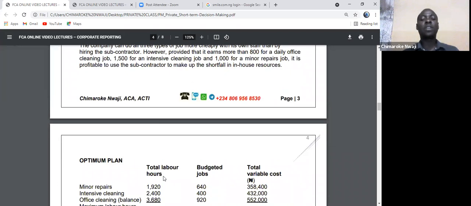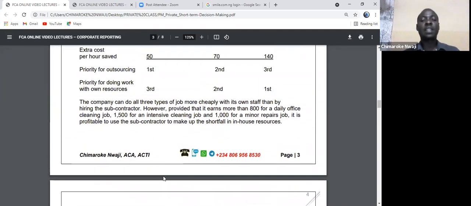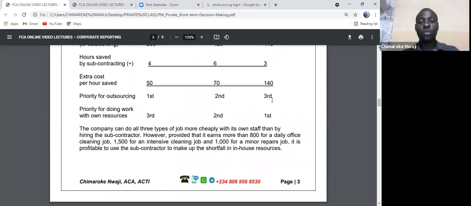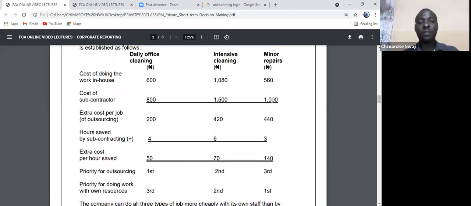Let's see now the optimal plan. Now, we've seen that the company is going to do minor repairs first, followed by intensive cleaning, and followed by daily office cleaning. So the company will want to take its own first, then the remainder is what it will outsource. So the company will not first outsource.